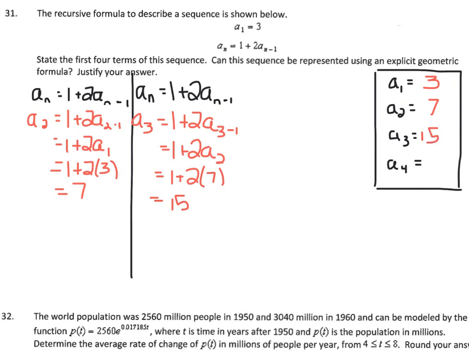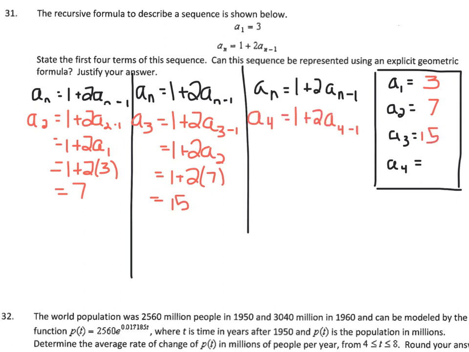Let's do the same thing once more for a sub 4. I replace the n's with 4's. Since 4 minus 1 is equal to 3, this is really going to say 1 plus 2 times a sub 3. Since we know that a sub 3 is equal to 15, that's what we just found, we'll replace the a sub 3 with a 15. And 1 plus 2 times 15 is equal to 31. So there's the first 4 terms.